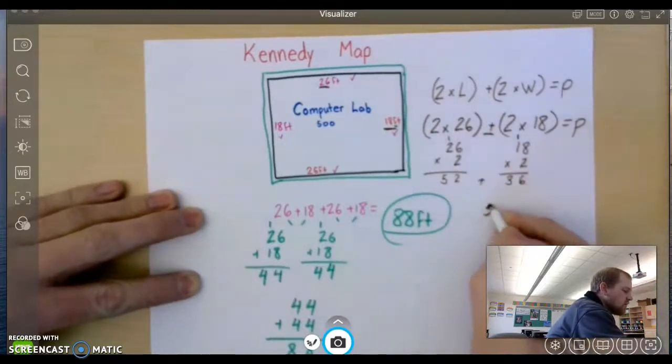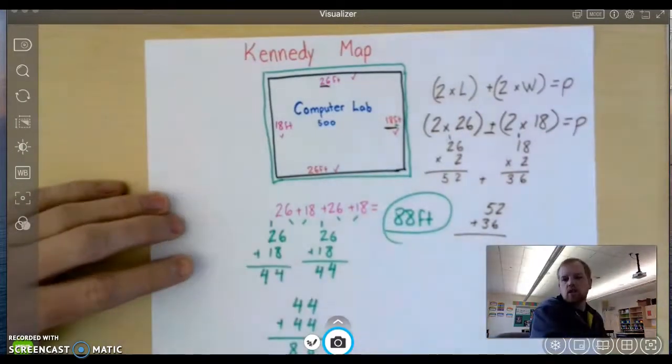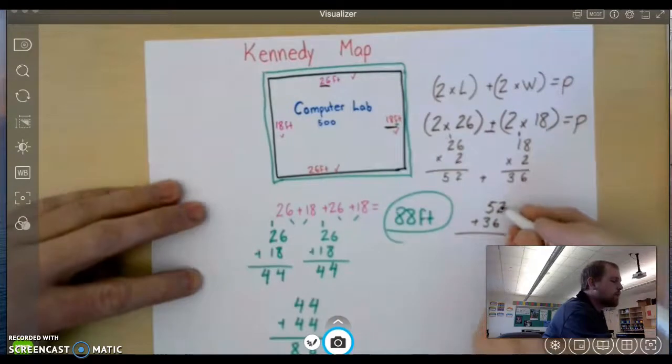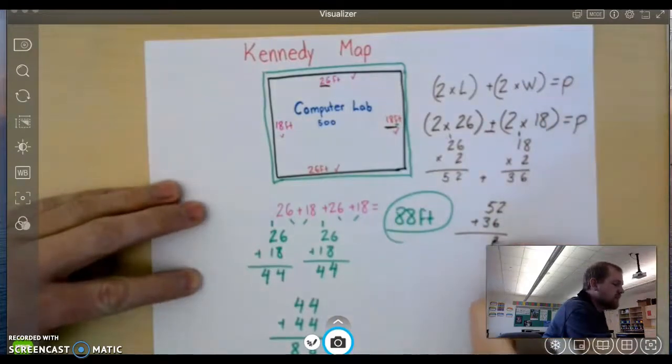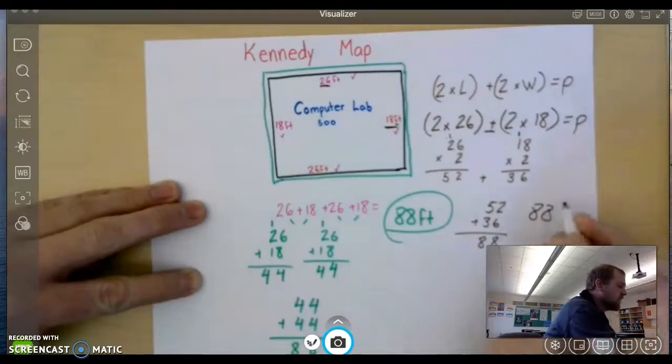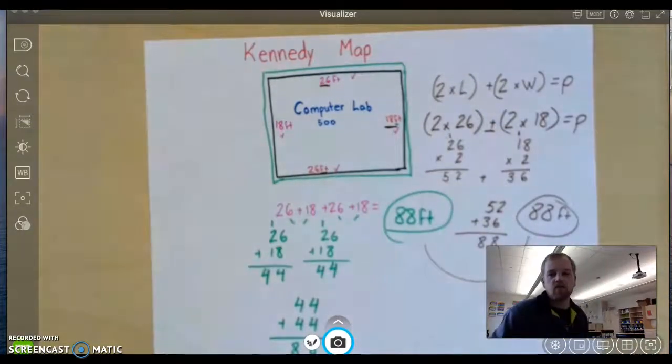When I write that out, my 52 plus my 36, if I write it in this form, it tends to be a little easier to solve because it helps me line it up. 2 plus 6 is 8, and 5 plus 3 is 8. So I'd end up with 88, and then my unit stays the same, that feet. All right? So both ways you'll see we got the same answer.